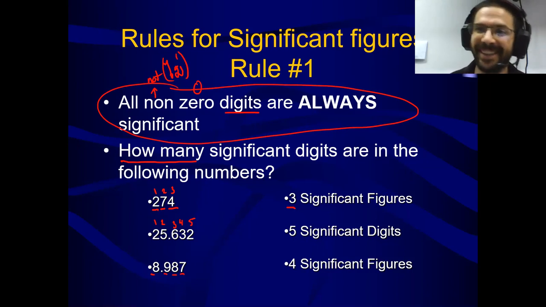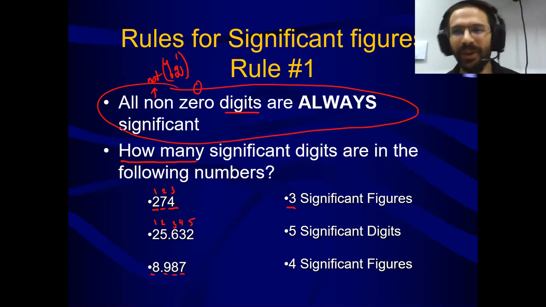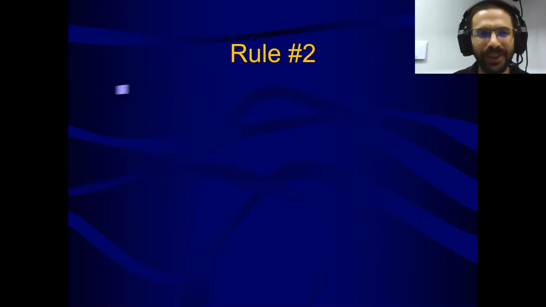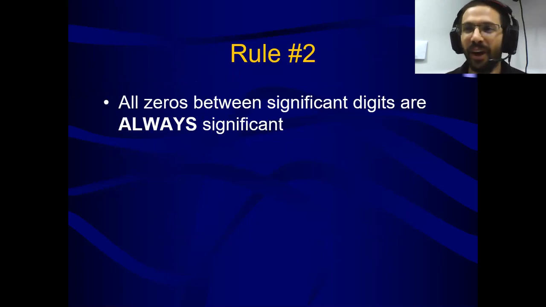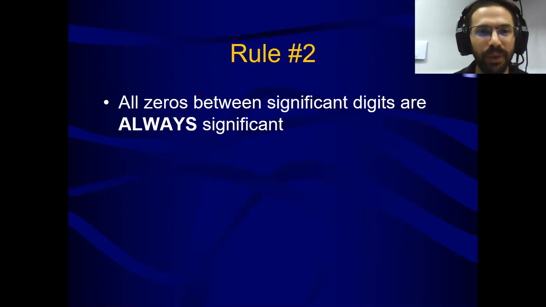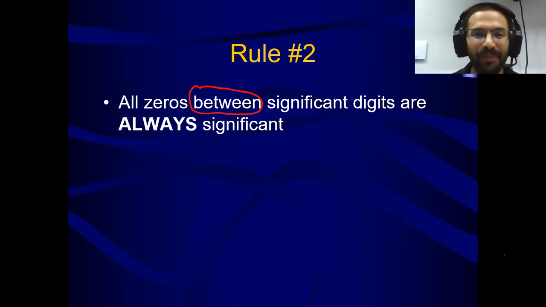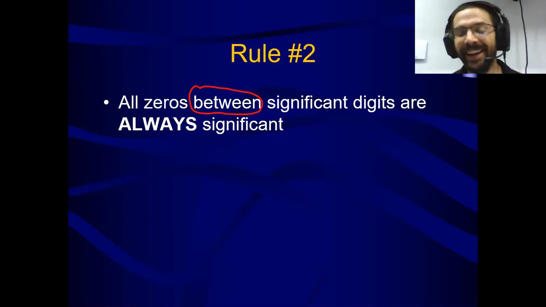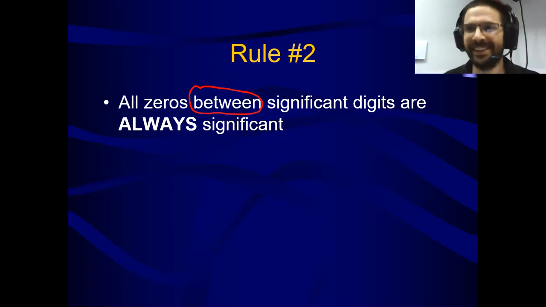If it's a 1, significant, always. If it's a 2, always significant. If it's a 7, it's always significant. Let's take a look at rule number 2. All zeros between, what does between mean? All zeros between significant digits are always significant. So if you have non-zero digits and a 0 in between them, the zeros are significant.